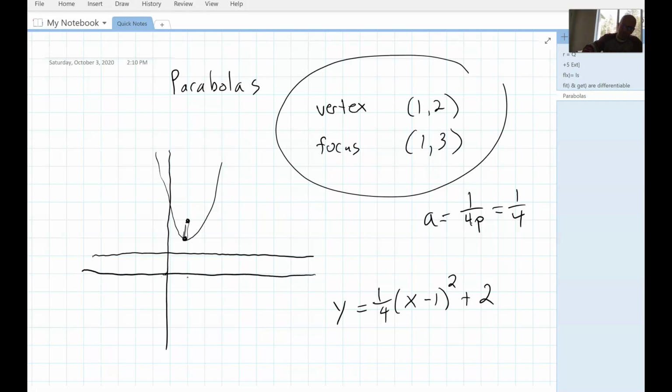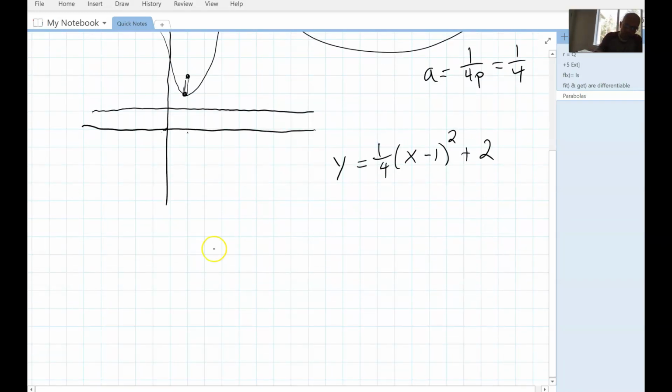Okay, so there's one example. Let me give you another example. Let's say that we're just looking at a parabola like this.